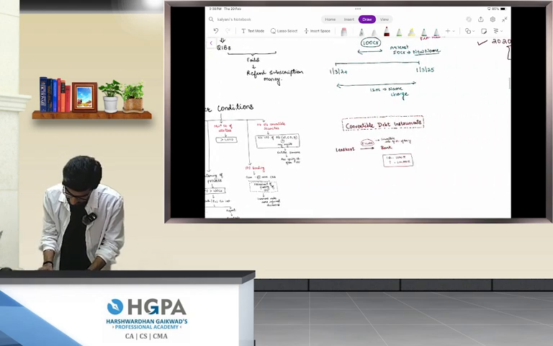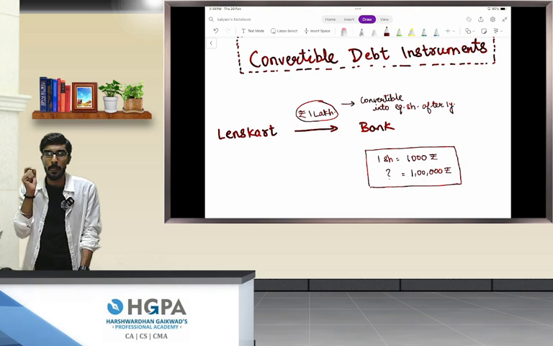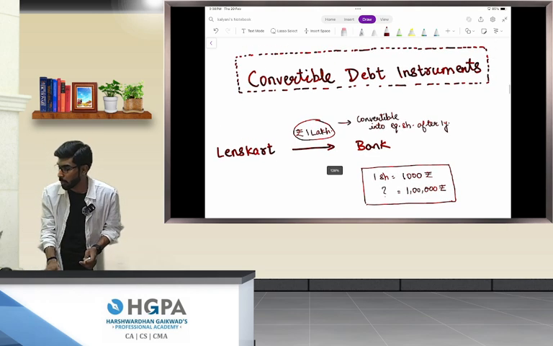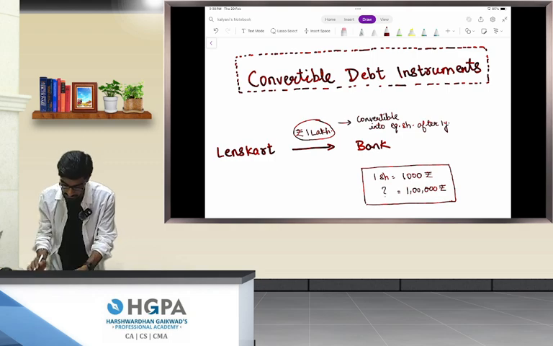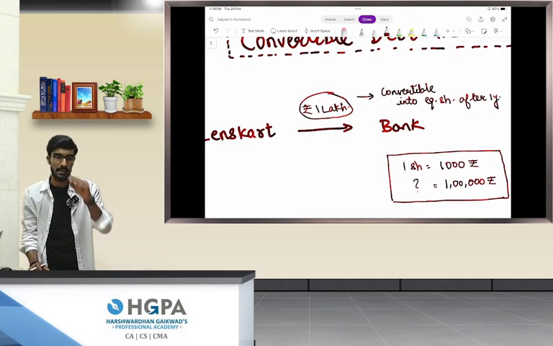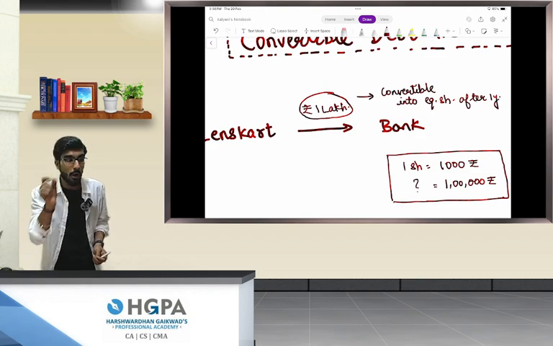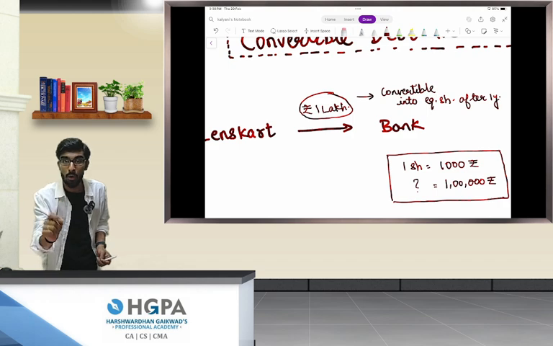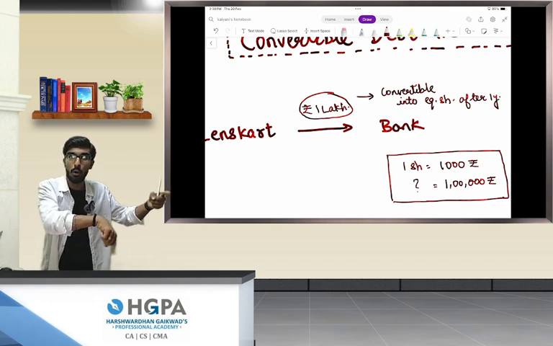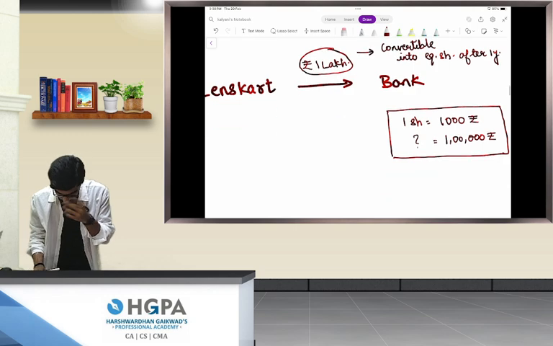Let's understand with an example. Convertible debt instrument. For example, let's say Lenskart has taken a loan from the bank for 1 lakh rupees, whereby Lenskart tells the bank that after 1 year, you can convert this loan into equity shares of Lenskart. After 1 year, you can convert the loan of 1 lakh rupees into equity shares of Lenskart.